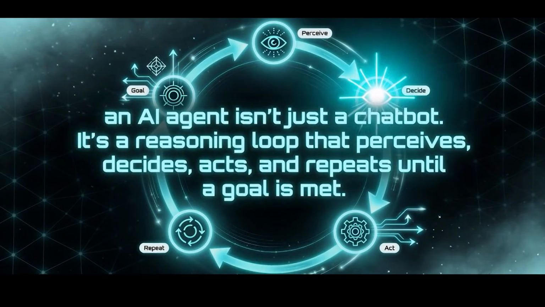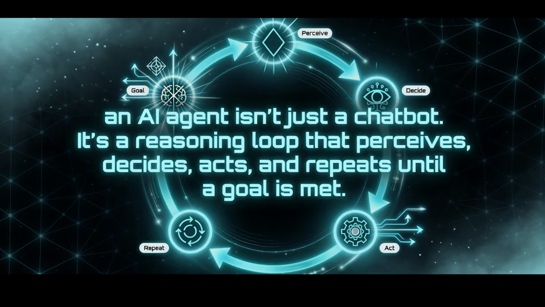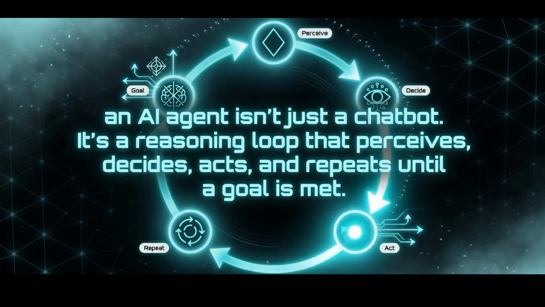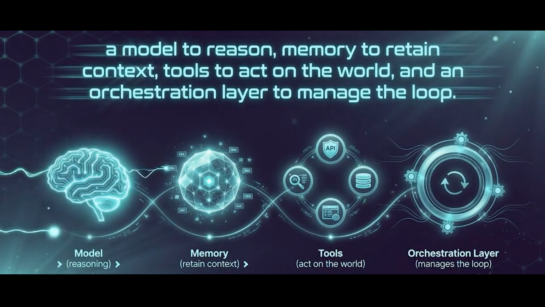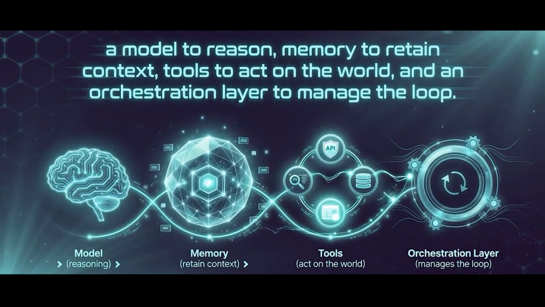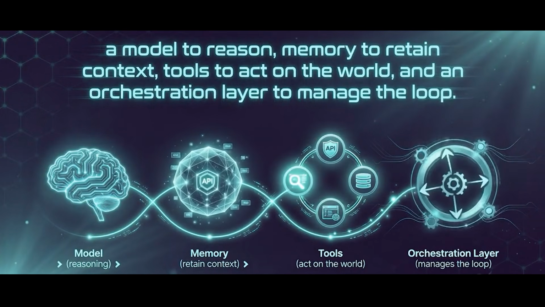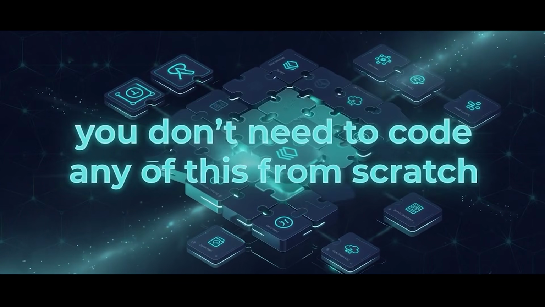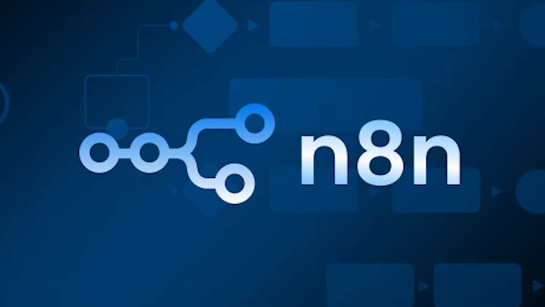All right, so let's lock in what we learned. Number 1, an AI agent isn't just a chatbot, it's a reasoning loop that perceives, decides, acts, and repeats until a goal is met. Number 2, every agent has 4 components: a model to reason, memory to retain context, tools to act on the world, and an orchestration layer to manage the loop. Number 3 is you don't need to code any of this from scratch. There are tools like N8N that provide you the components visually to be able to build AI agents in minutes.